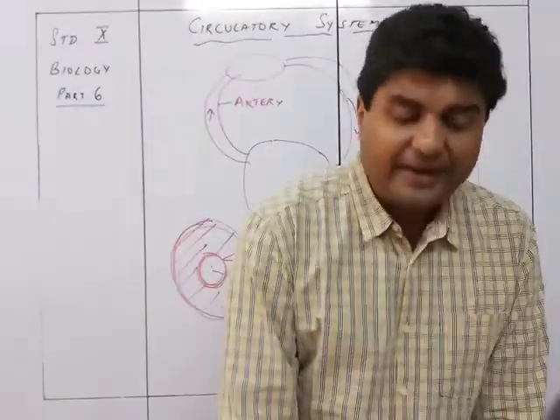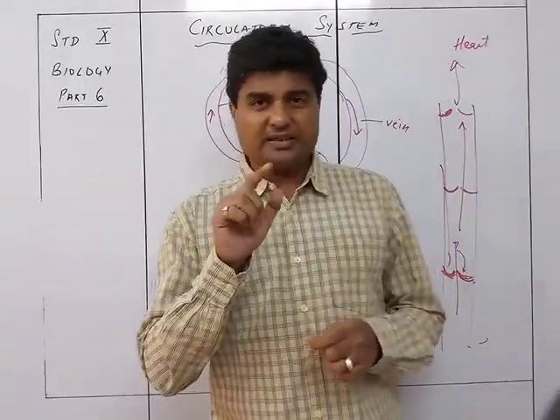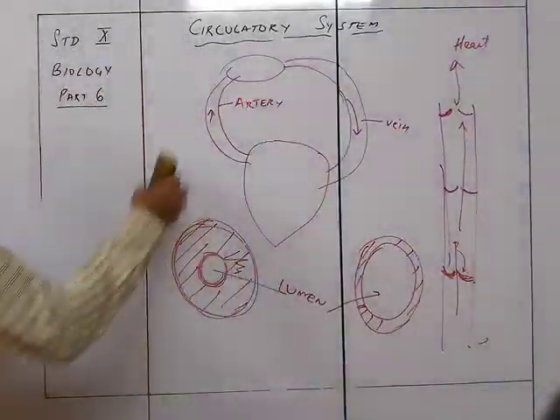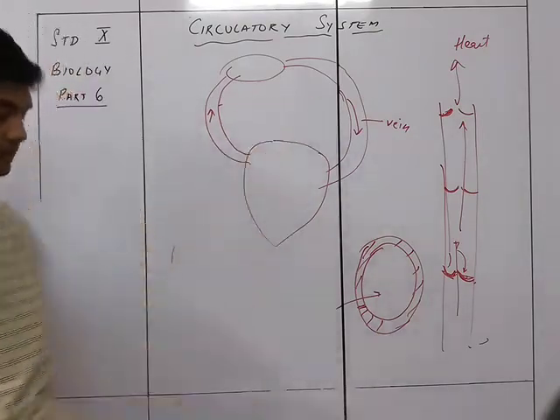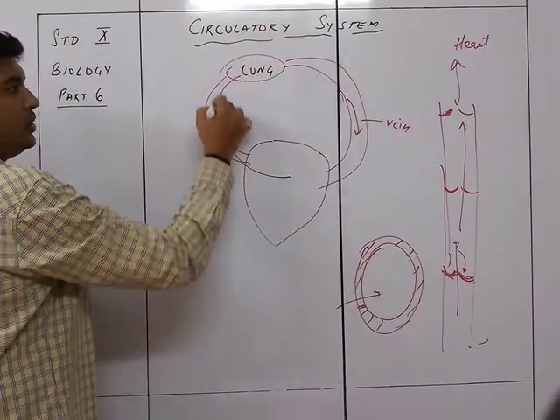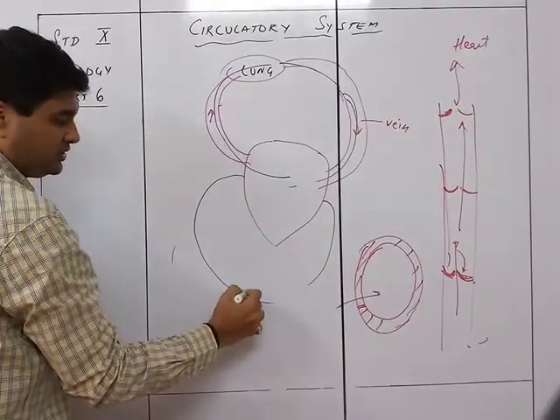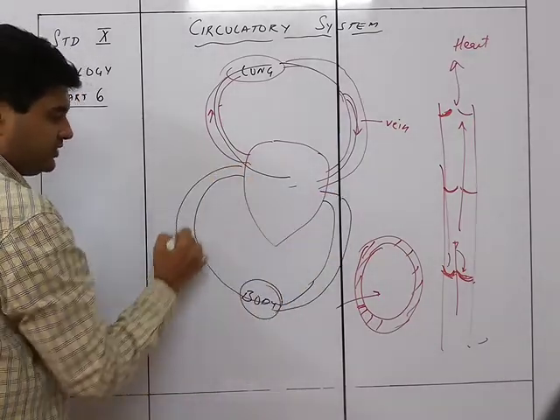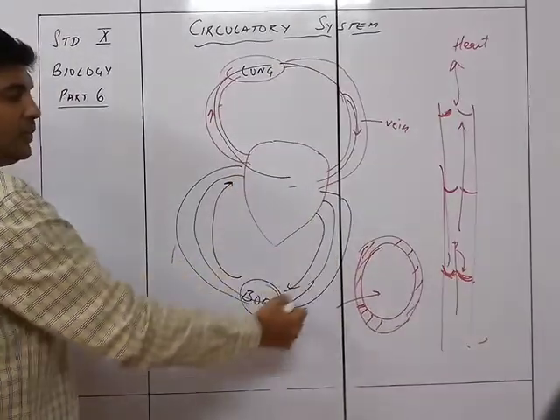Now we see that the blood circulates in our body in two systems. One is the pulmonary system, that is heart to lungs, lungs to heart. So if you consider this figure, if this is the lungs, one system is from heart to lungs and lungs to heart. Another system is from heart to body. So this is the body, and it goes heart to body and body to heart. So this is one system, this is another system.